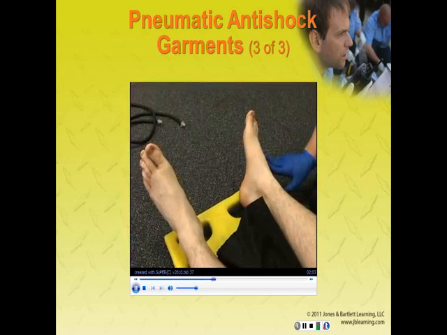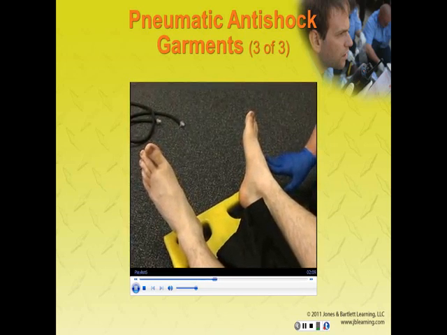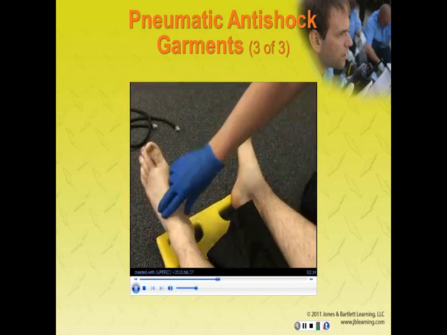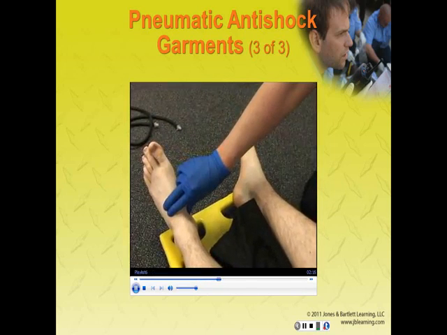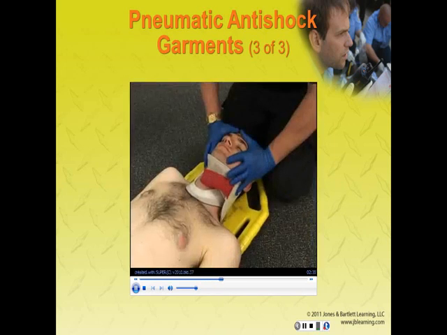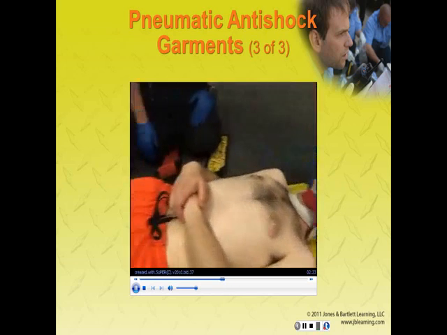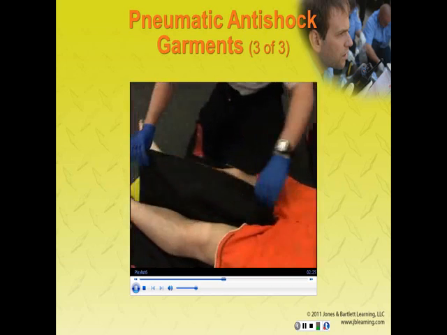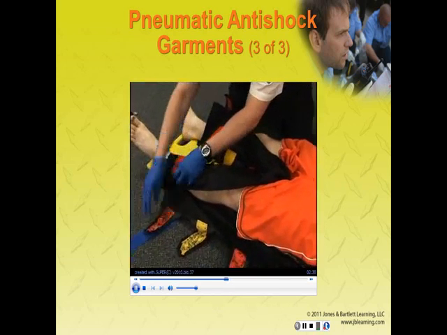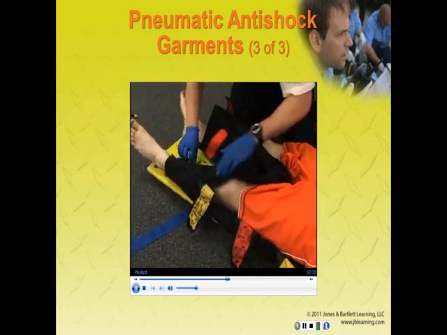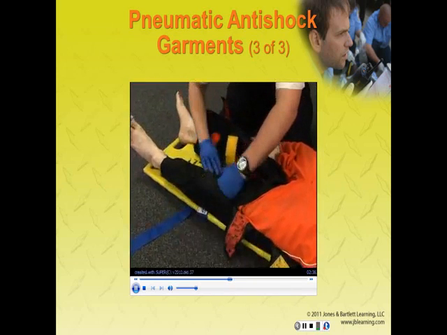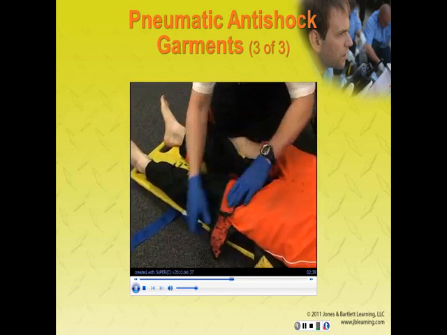Check the distal circulation through pulse check or capillary refill. Also, assess the distal sensation and motor function. This side? Good. Snugly wrap the leg sections around the patient's legs. Because of the design of the garment, it is easiest to wrap the left leg first and then the right. However, wrapping the right leg first works too.